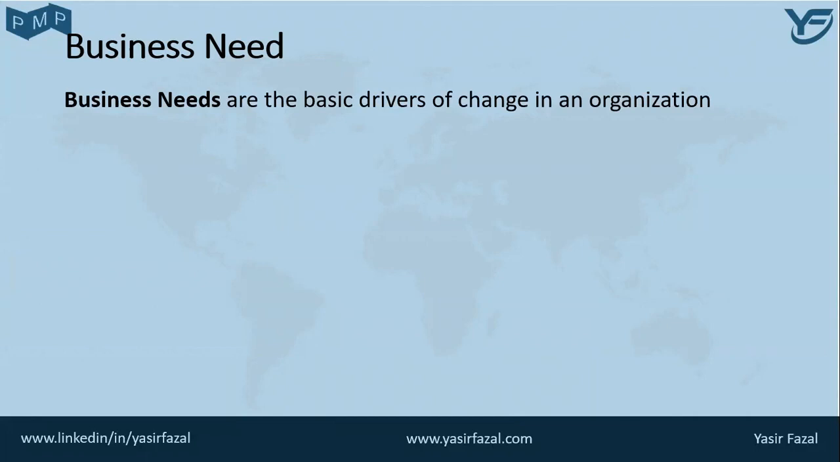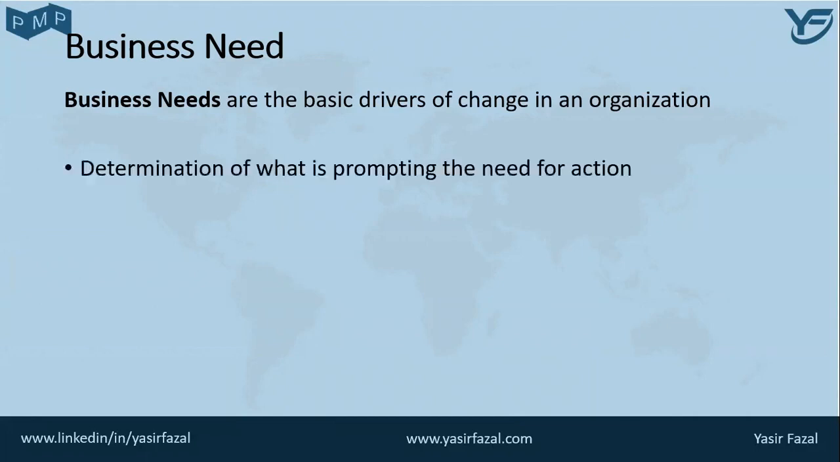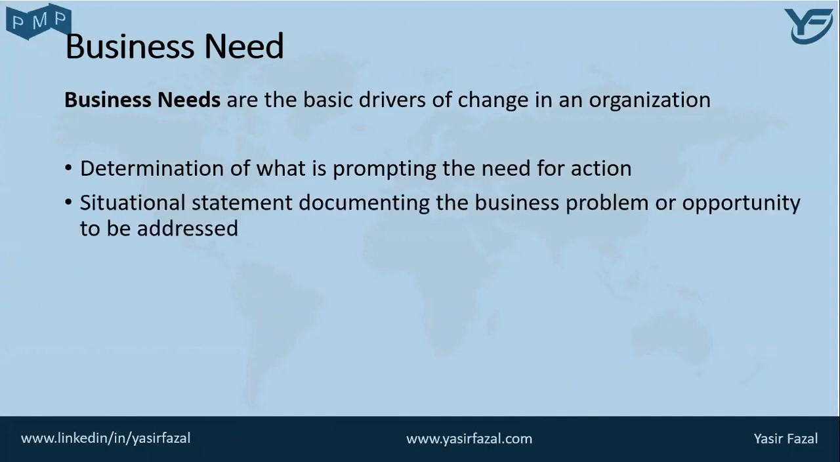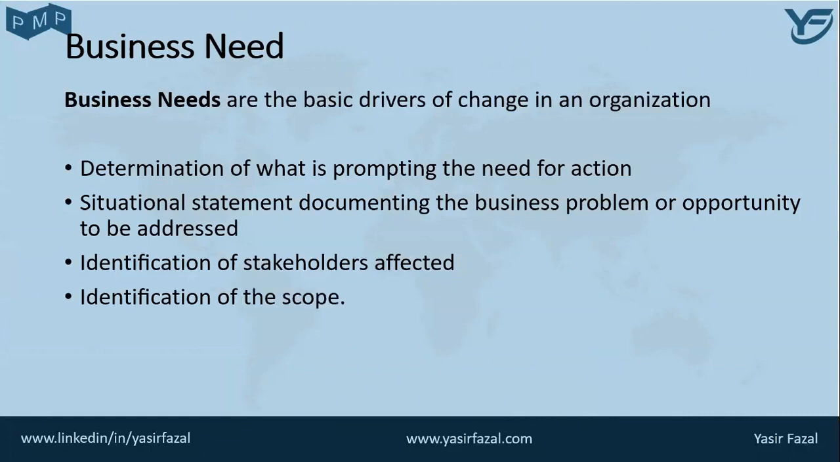In order to implement the business need, you need to keep four factors in mind. The first one is the determination of what is prompting the need for the action. The second one is a situational statement documenting the business problem or the opportunity that is required to be addressed. Then there comes the identification of stakeholders that are affected and the identification of the scope that is required for the business need.